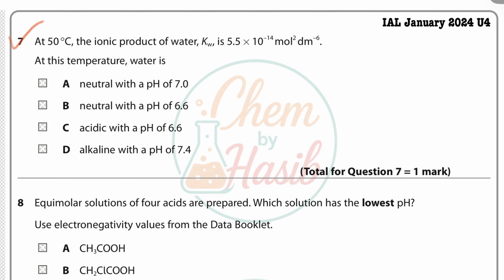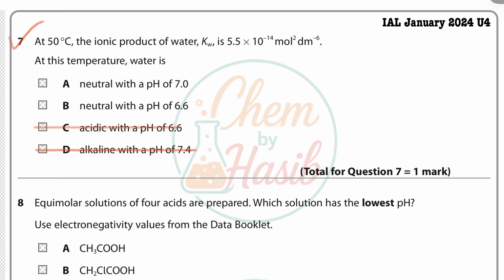Now, first of all, water is always neutral. If it is pure water, water is always neutral, irrespective of the temperature, irrespective of the pH. Water is always and always neutral. So what we would do is initially cross out options C and D because pure water can't be acidic, can't be alkaline. Irrespective of the pH, water is always and always neutral, right?